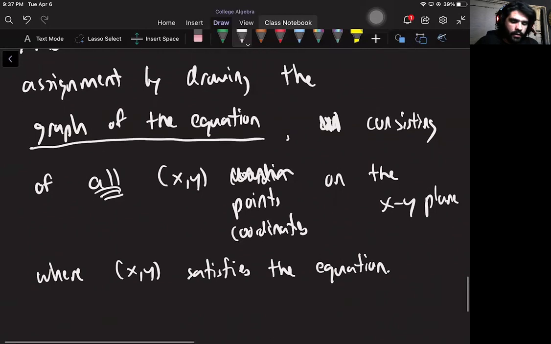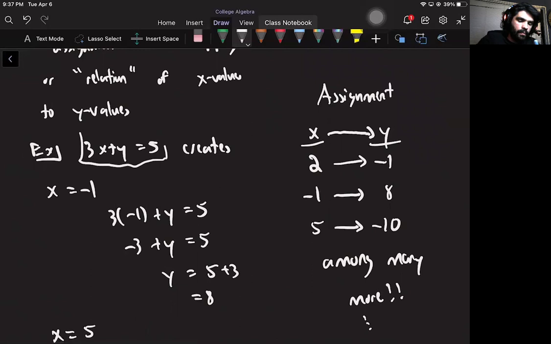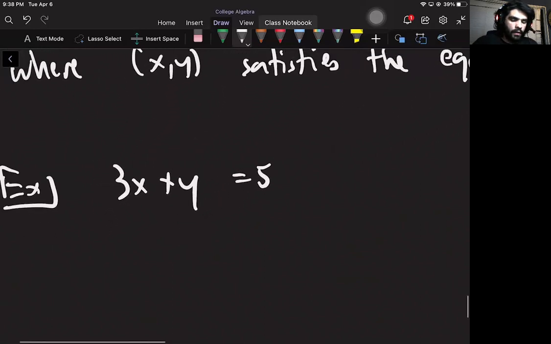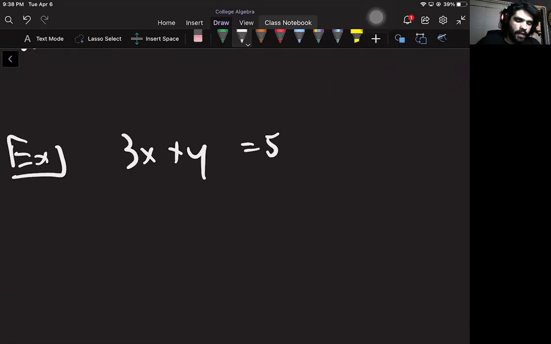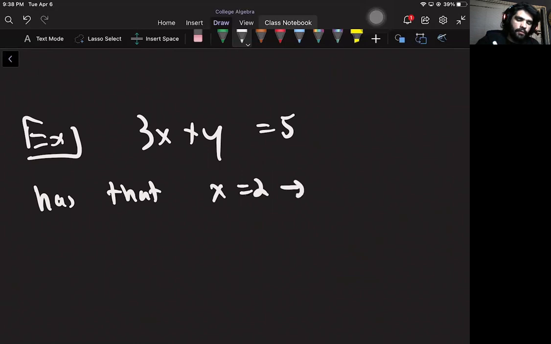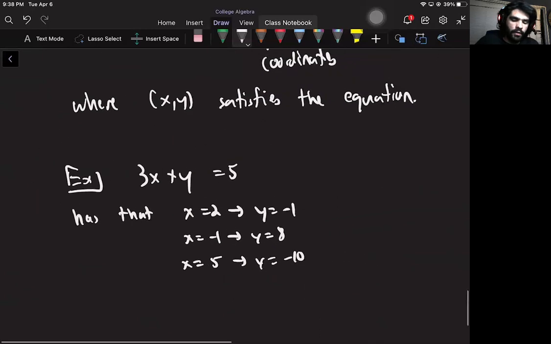So we can go ahead and use our example that we just created right here. So the graph of this equation, let's look at that. Okay, so the graph of this equation must have points that come from using the equation. Right now what we know is that, for example, x equals 2 gets assigned to y equals -1, if I remember right. X equals -1 got turned into y equals 8. And x equals 5 got turned into y equals -10. So all I'm doing is rewriting that chart in a different way.